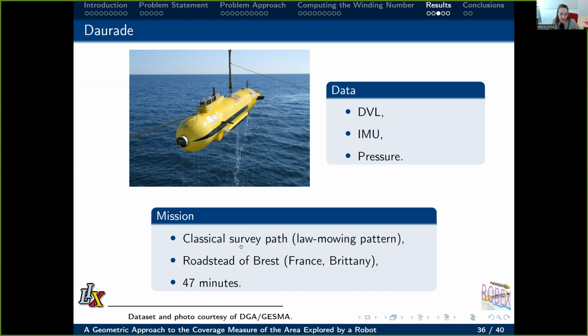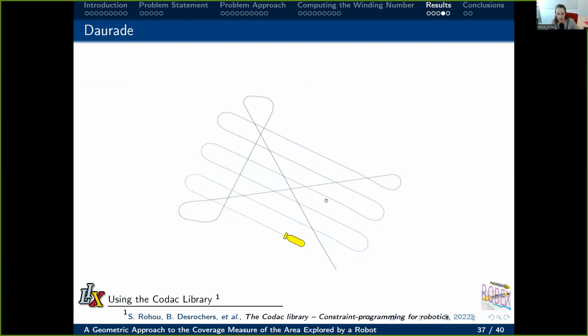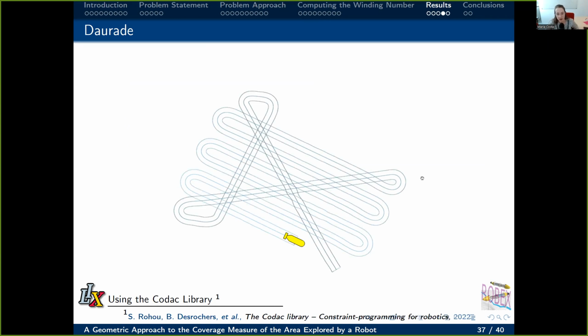So we acquired data from a small mission of almost 50 minutes that happened in the roadstead of Brest, and it was a classical survey path. So again, this is only the integration of the proprioceptive data, and I'm not considering here the uncertainty in the robot's trajectory. And then we have the sonar's contour.